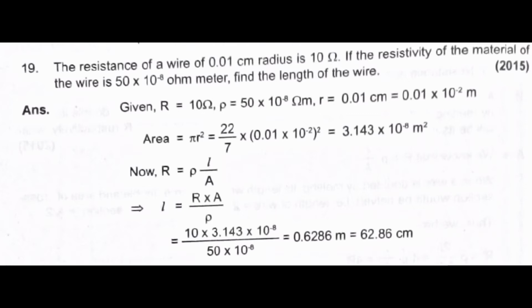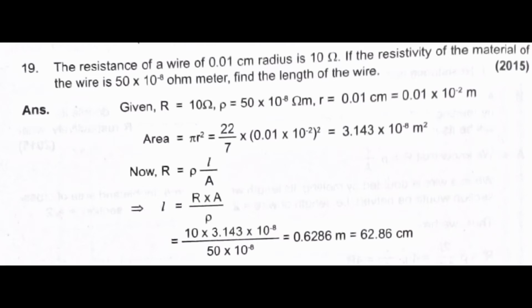So how will we get it? Pi is 22 by 7 into R, which is given here, that is 0.01 into 10 raised to minus 2 meters, whole square. So that value is found to be 3.143 into 10 raised to minus 8 meters square. Now we have the area. Then rho is already given, and R is also there. So can we calculate the length?